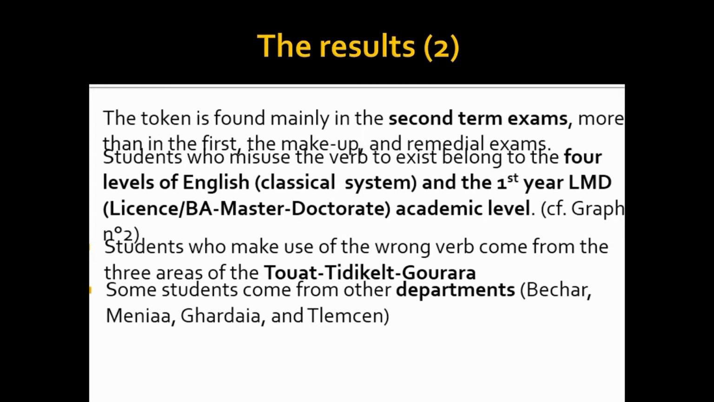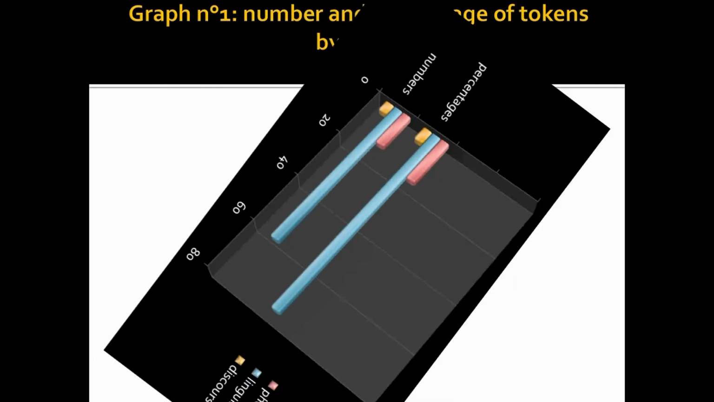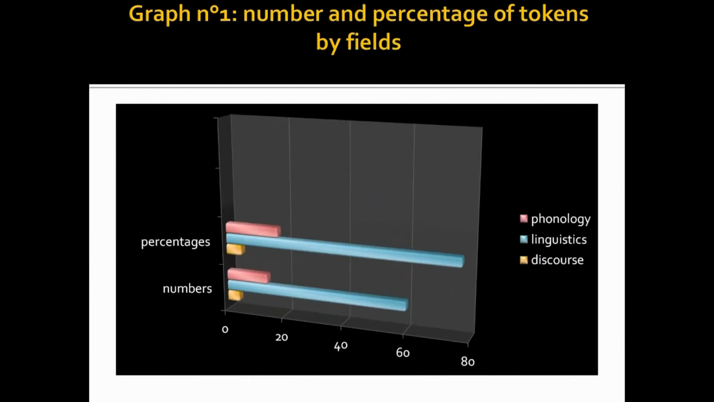Now, the analysis of the results says that the mistakes which occur just once are 24. We find them in 24 exam sheets, and they represent 30.76%. The errors which occur more than once are found in 54 exam papers and represent 69.23%. And the students who come from other administrative departments and who present a mistake and error are just 4 students.